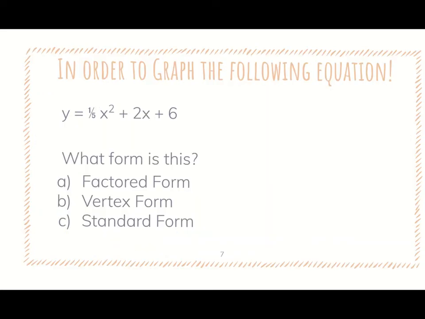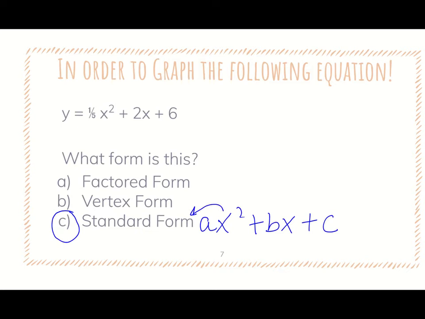So whenever we graph, first thing we have to say is, okay, what form are we given? So given y equals 1/5 x squared plus 2x plus 6, tell me, what form do we have? Is it factored form, vertex form, or standard form? Hopefully you told me that this is standard form. We have ax squared plus bx plus c. So that leads us right to standard form.